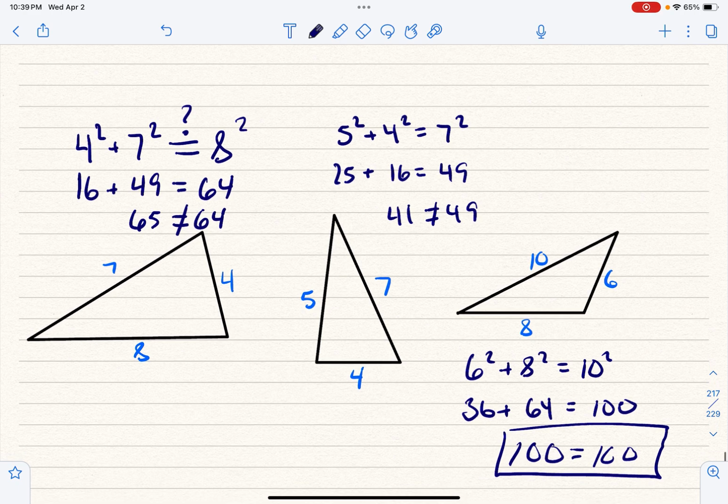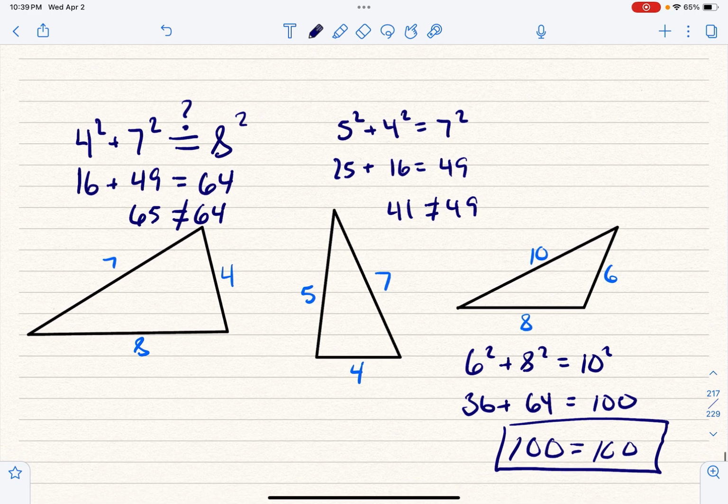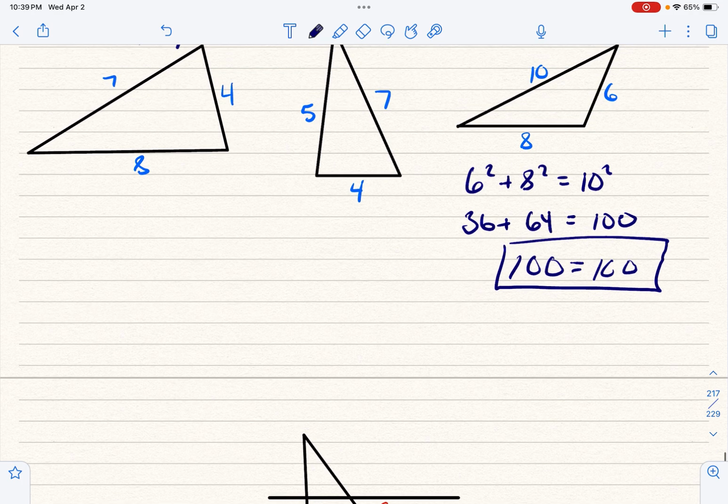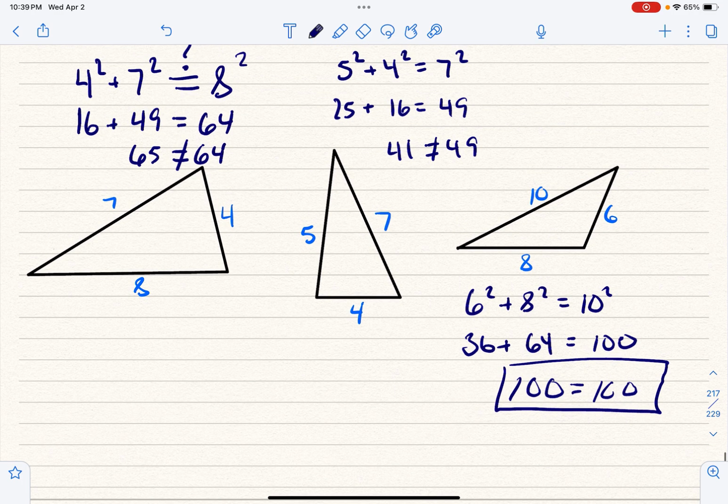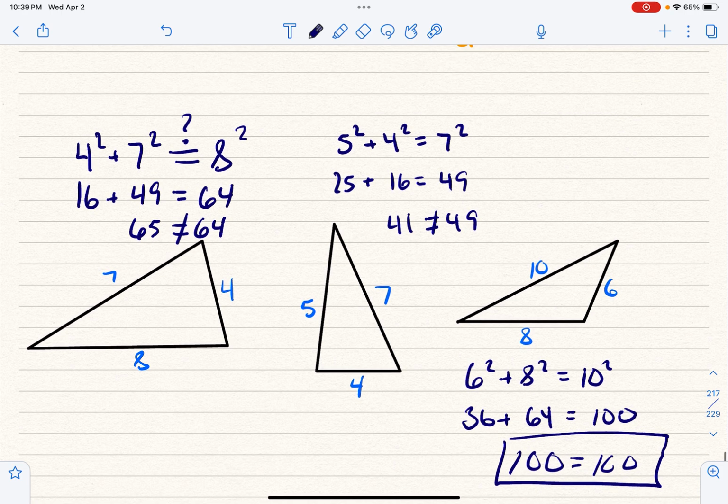We're going to do two more things. First, let's talk about what happens when it's not a right triangle, because there's always going to be one of two things. Look at these first two instances. Here, 65 was too big. It didn't work. 64 was too small. Here, 41 was too small, and 49 was too big. And I want to focus in on the hypotenuse number real quick.